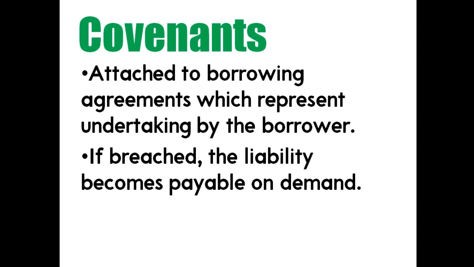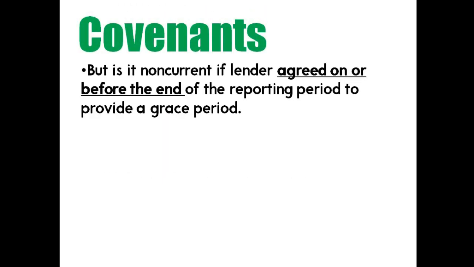So, when the lender says you are not allowed to do this and you did it, that is a breach of contract, demandable for payment. Okay? Also, it is non-current. It's the same with refinancing. The covenant liability will become non-current if the lender agreed on or before the end of the reporting period to provide a grace period or before the end of the reporting period.